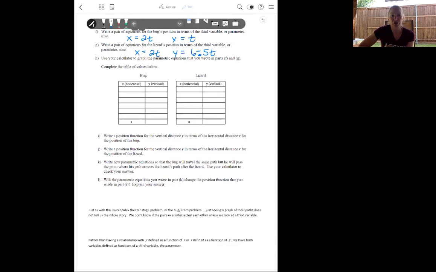So now part H, use your calculator to graph the parametric equations that you wrote in parts F and G. I want you to pause the video now, go to your calculator, type in those equations, set your window settings, and then come back. And when we come back, we're going to complete the table of values below.